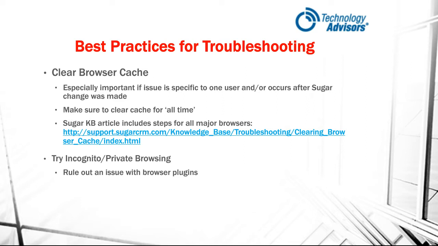Something else you can do that's not listed here is if you open up a user profile, you can reset that user's preferences, and that can clear out some settings that may be affecting how Sugar is performing. And sometimes the cache or the user preferences just get corrupt and they need to be reset in order to fix the issue. Before I go through those, I usually try an incognito or private browsing window.